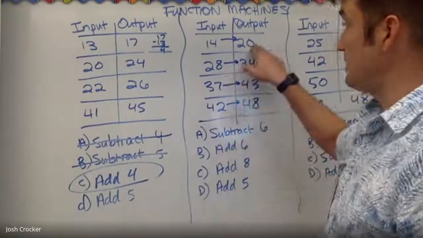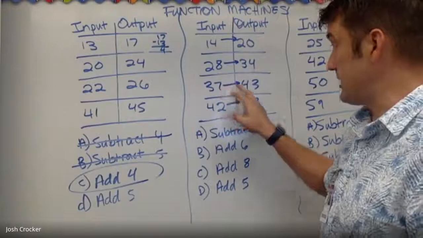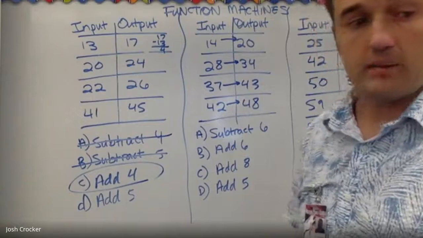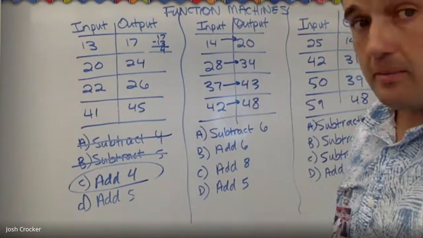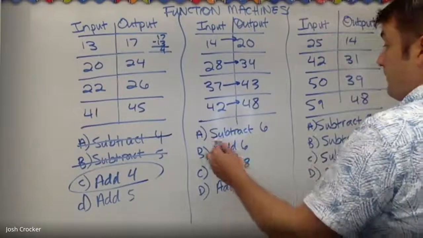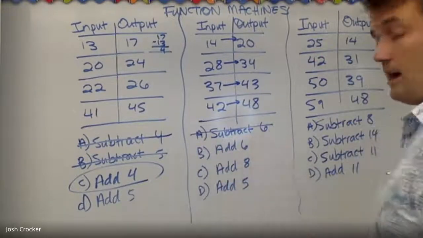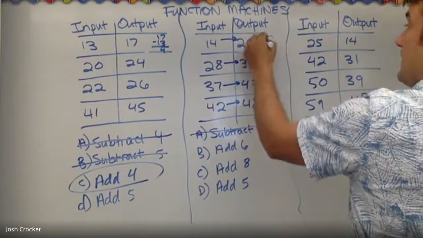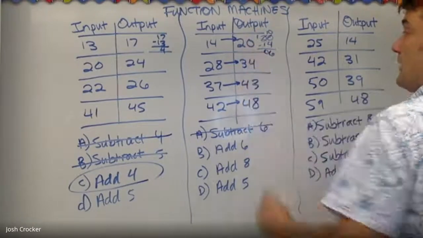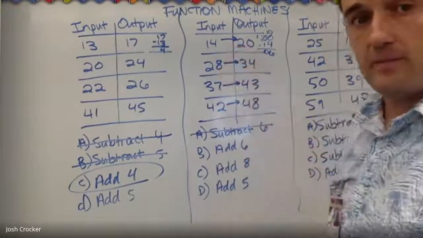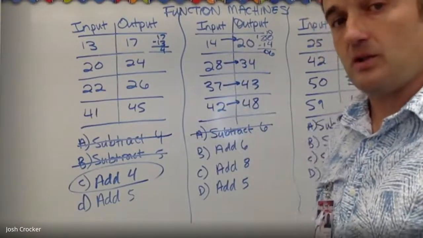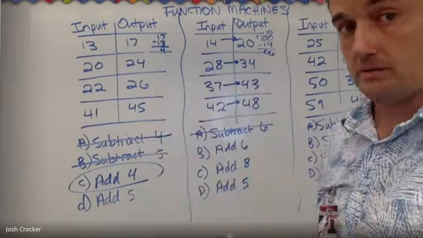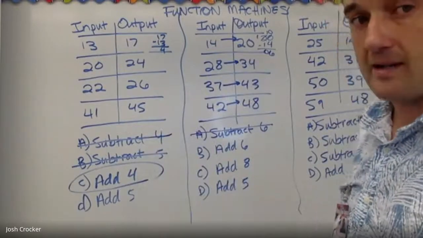So 14 to 20, 28 to 34, 37, 43, 42, 48. What is the machine doing? The numbers are going up, so I'm not subtracting. Okay, how much are they going up? I'm going to subtract to find that out. Well, that one went up 6. Okay, 14 plus 6 is 20. So will this follow the same pattern? 29, 30, 31, 32, 33, 34. Yep, I landed on 34 when I added 6.